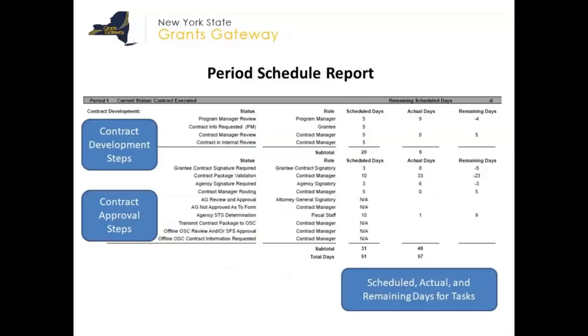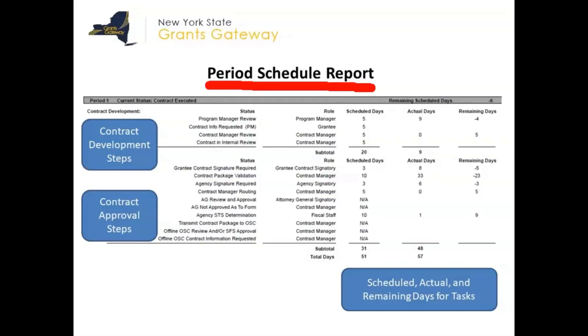One thing that you'll find on the home page of a contract, so it's called the contract main page, is the period schedule report. You don't have to use this. You don't even have to look at it ever. But if you wanted to know what's going on with my contract, what's the status of it, or how long has it been in certain statuses, that's what this is set up for.